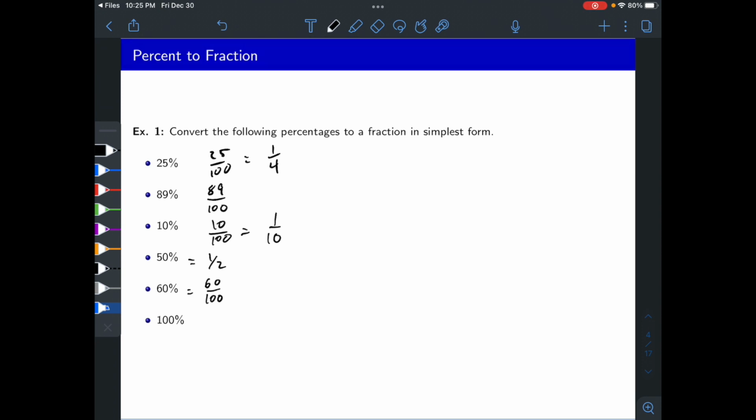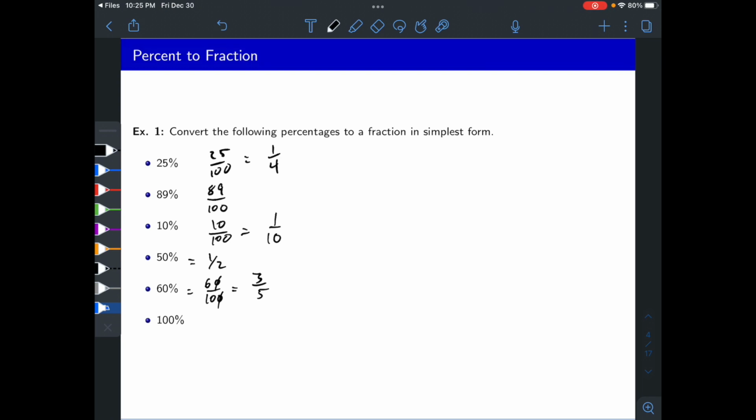60% is 60 out of 100. You could cancel the tens, so this is the same as 6 over 10. And then you could cancel out a 2 from the top and the bottom to get just 3 over 5. So 60% is 3/5.